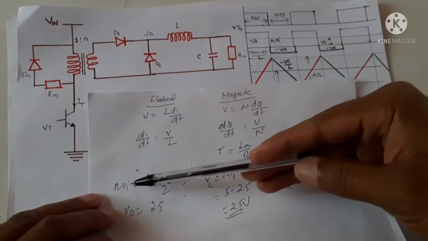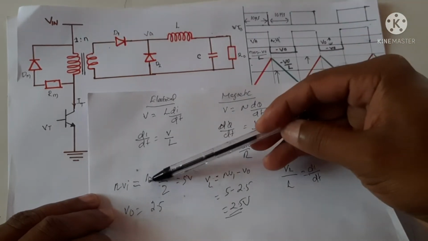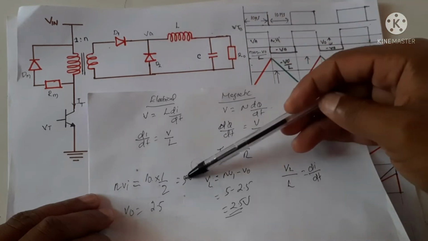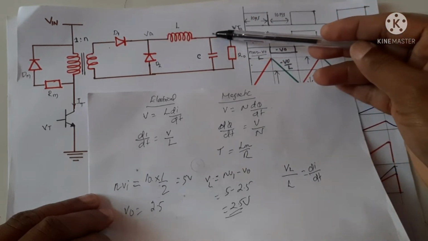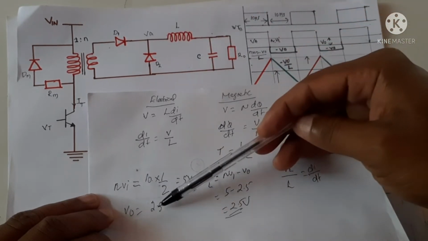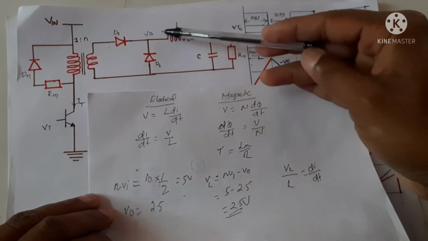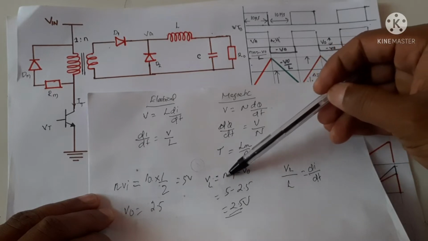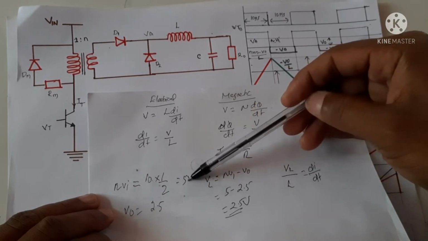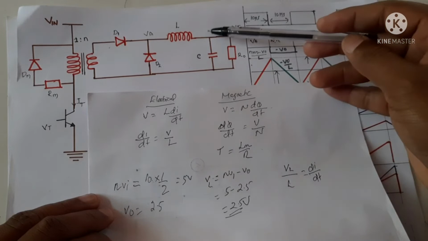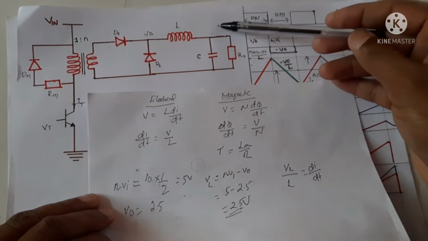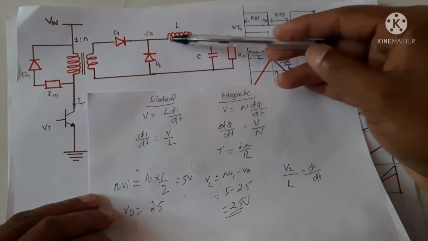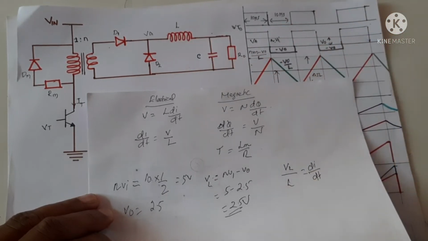So if the input voltage is 10 volt and the turns ratio is half, the voltage at this point is 5 volt. If the output voltage V0 is 2.5 volt, then the voltage across the inductor is given by VL equals N into VA minus the output voltage, that is 5 volt minus 2.5, so the voltage across the inductor will be 2.5 volt.